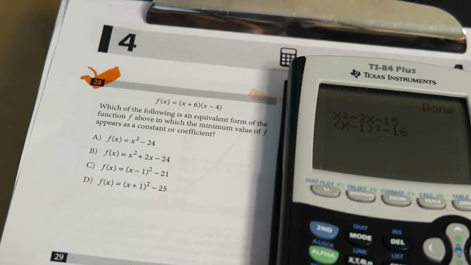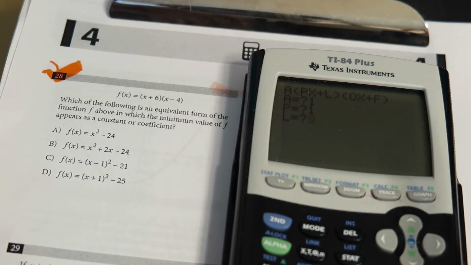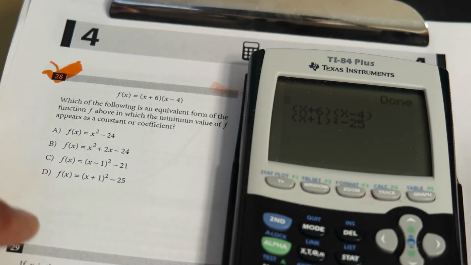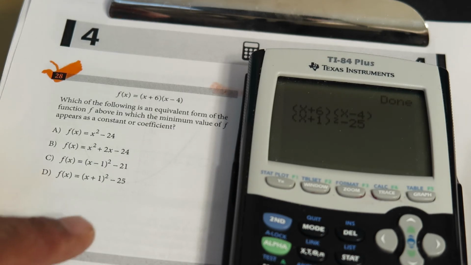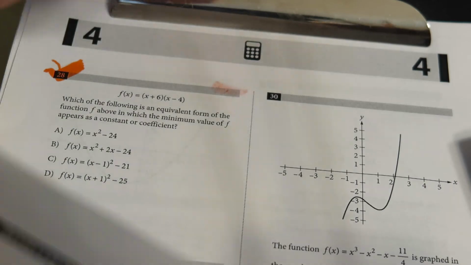All right, so now this one, it gives you the factored form, option 3. And we want to put it in the vertex form. So it's going to be 1, 1, 6, 1, a negative 4. And then we choose 2. And it tells us that the vertex form is x plus 1, negative 25. That would be choice D. We're moving right on along.